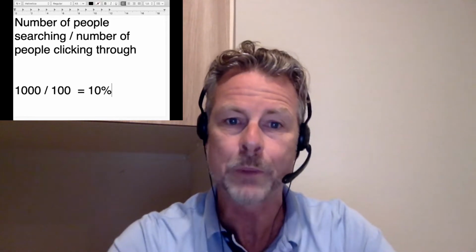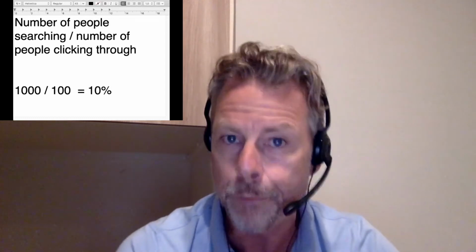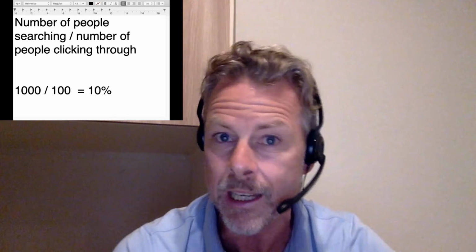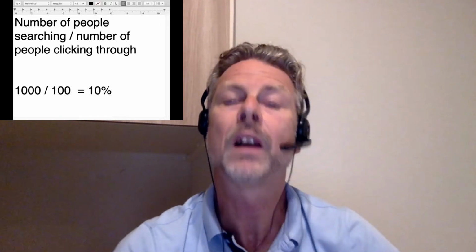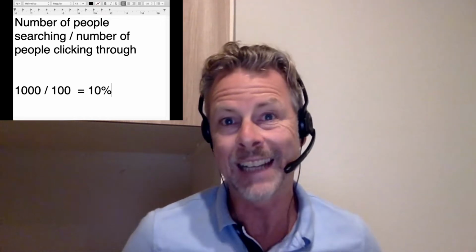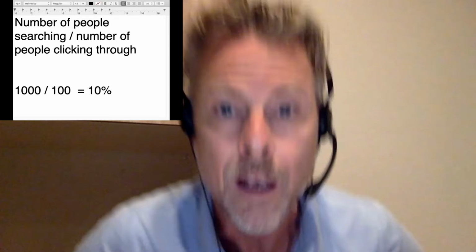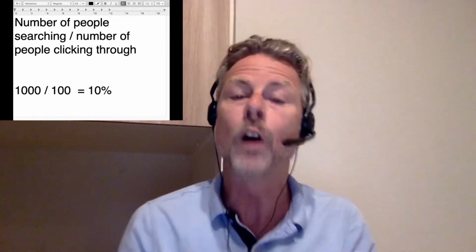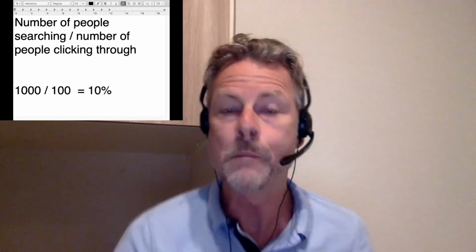So here's a very simple piece of maths. If 1,000 people search and 100 people click onto your product details page, that is then a 10% conversion rate from searchers to clickers. 10% conversion rate. And that's the first thing that Amazon looks at, okay? So that's the first thing that you therefore must be optimizing.